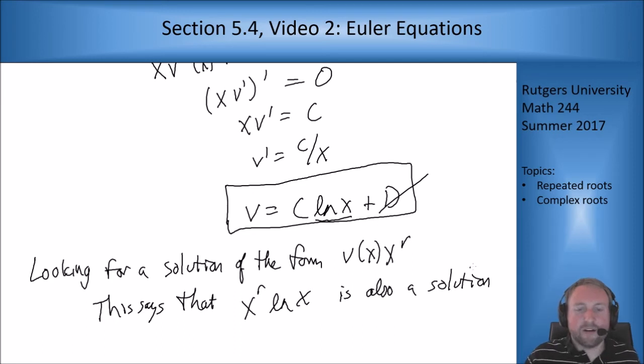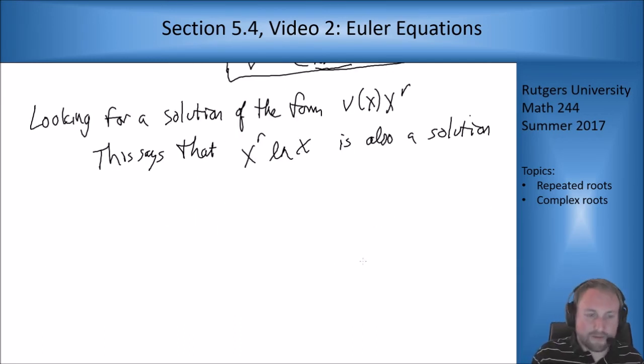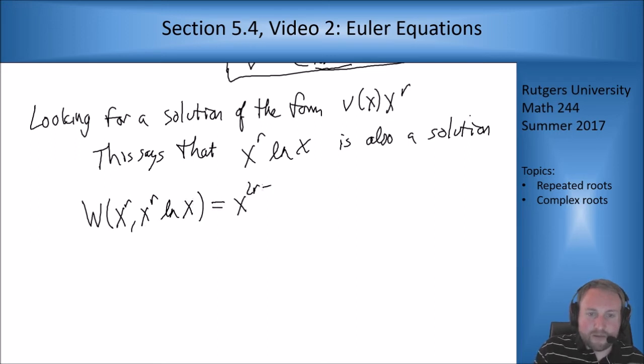Now, is this what we want? Well, what do we have to check? We have to check the Wronskian. If the Wronskian is non-zero, then we're in good shape, and you can work this out on your own again. The Wronskian of x to the r and x to the r ln of x is just x to the 2r minus 1, which is not 0.